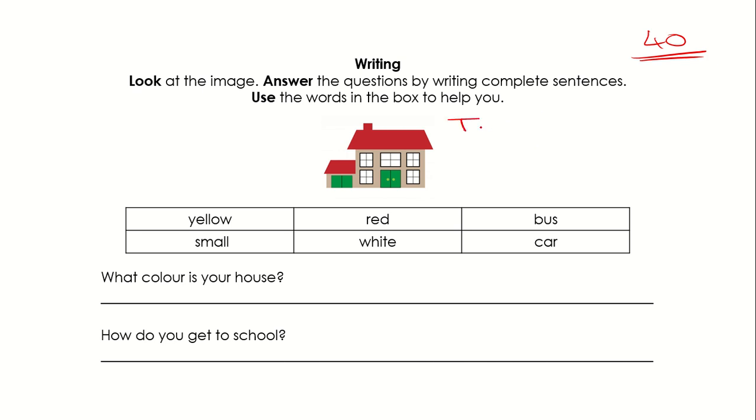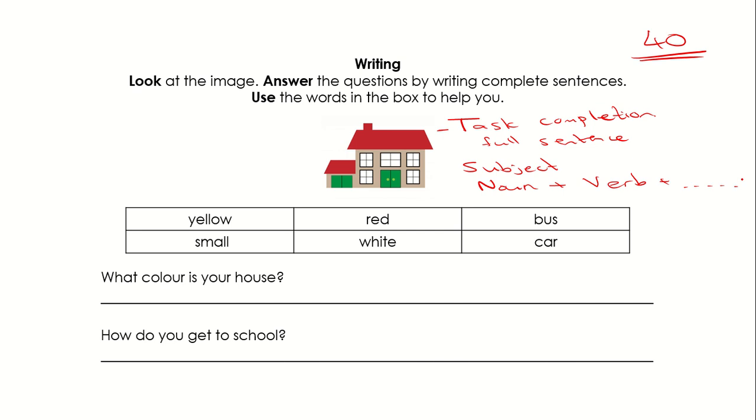So we mark you on what is called task completion. Task completion means, did you answer the question? Did you answer the question using a full sentence? A full sentence must have a subject, which is your noun, okay? Sorry about that. So your noun, then you have your verb, then you have adjectives, object, the words that come after, right? We call this the predicate, the verb plus the extra.